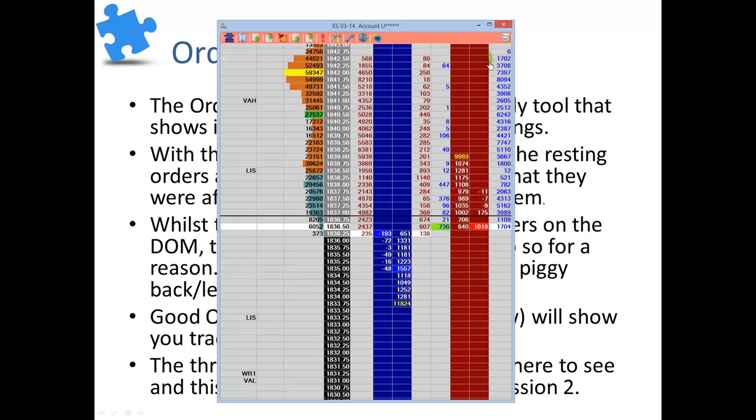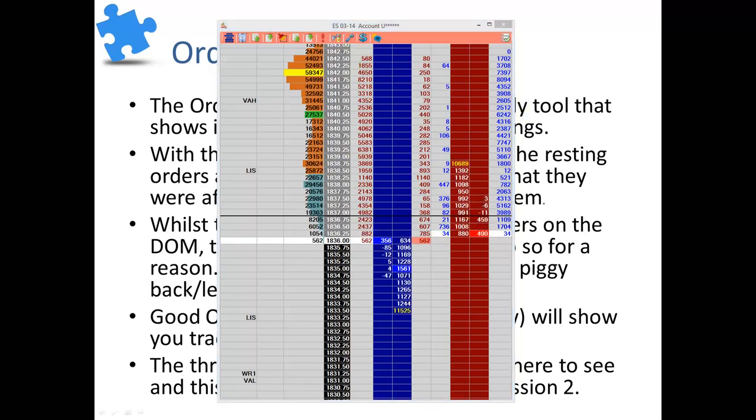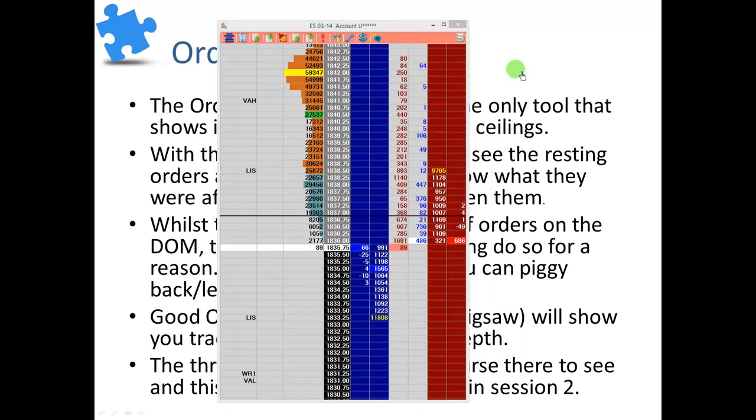And in fact, what many people will do, they'll actually switch off a lot of the columns. Okay, but the mistake when you're using the DOM is to try and use everything at the same time. Okay, so it's not about being able to process hundreds of numbers all at one time.